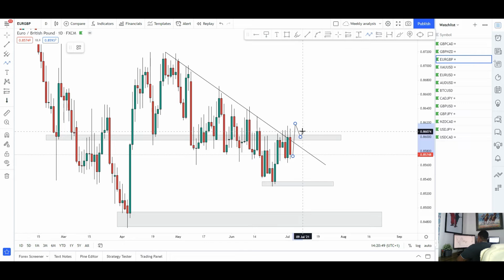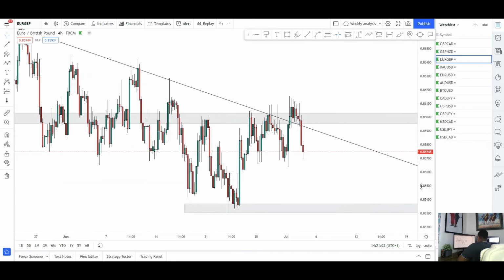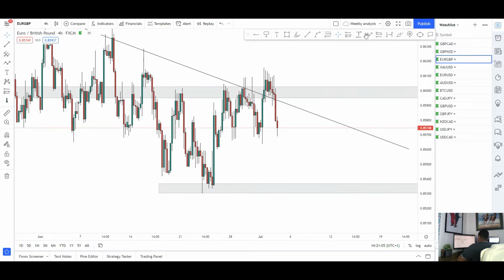Then on the retest of this area, you could probably look for some buys in the lower time frames and take that much higher. But right now we're still holding that trend line as resistance and still holding that level there as resistance, and really no real reason to be looking for buying opportunities. So we'll be looking for some sells for next week for Euro GBP.